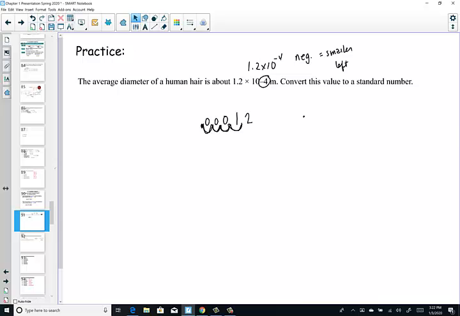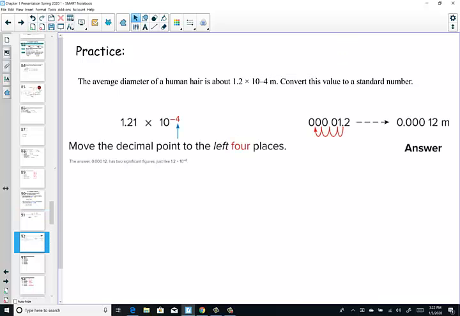So I now have a number of 0.00012. And I should start with a non-zero there as well. 0.00012. That is the standard number coming from the scientific value, 1.2 times 10 to the negative 4th. So notice that the negative 4 tells us to move it to the left. And when we do so, that's going to tell us that we moved it 1, 2, 3, 4 places to the left to come up with 0.00012 meters.